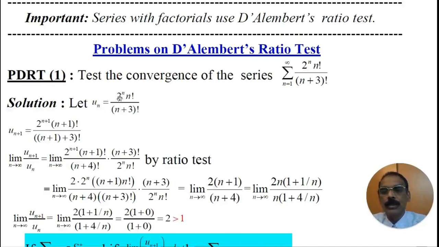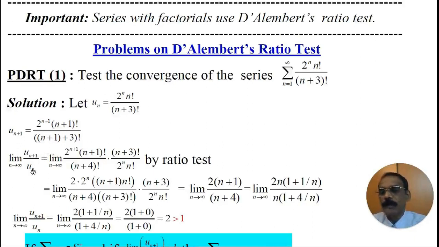That is equal to 2 to the power n, replacing n by n plus 1, so 2 to the power n plus 1. N factorial, replacing n by n plus 1, so n plus 1 factorial. Divided by n plus 3 factorial, where we replace n by n plus 1, therefore it is n plus 1 plus 3 factorial. That is equal to 2 to the power n plus 1 into n plus 1 factorial by n plus 4 factorial. Now, let us find the limit of the ratio.